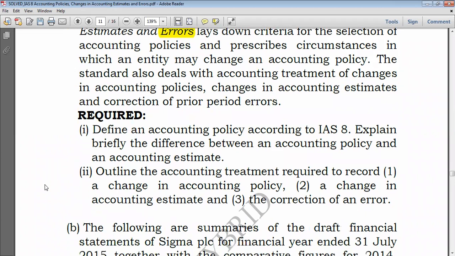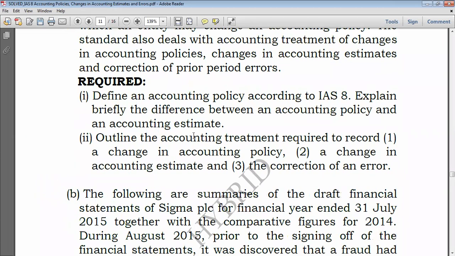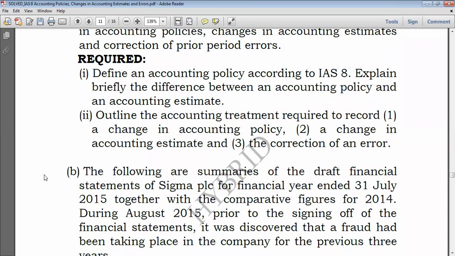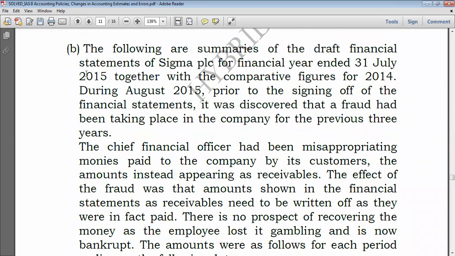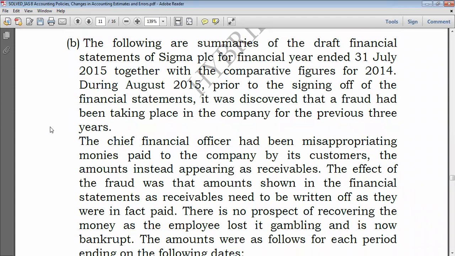We have spoken about this all. Outline the accounting treatment required to record a change in accounting policy, a change in accounting estimates, correction of error, things like this. All right. Now let's go to this question. This is our main point here. Don't worry about other questions I could be asking you in the group.